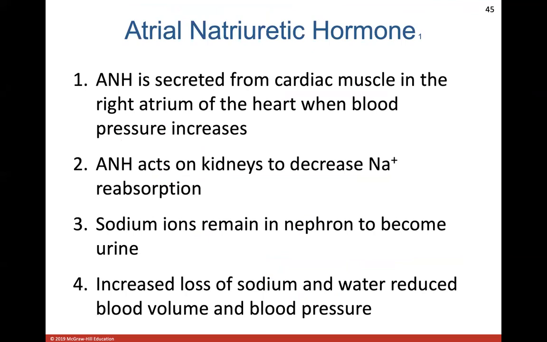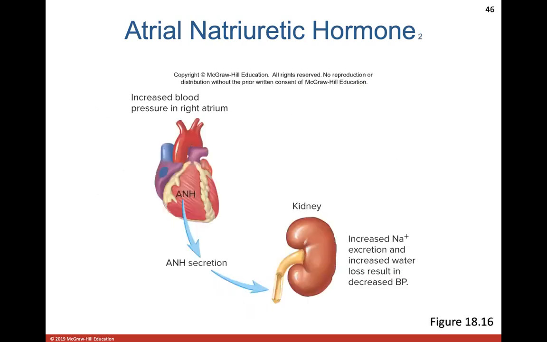Atrial natriuretic hormone then is secreted from your cardiac muscle. So that's why we see atrial. Specifically, it's secreted by the cardiac muscle in the right atrium of the heart when blood pressure increases. So this is the only one that actually does the opposite. So ANH will act on your kidneys to decrease sodium reabsorption. Sodium ions will remain in the nephron to become urine, and the increased loss of sodium and water will try to reduce blood volume and blood pressure.